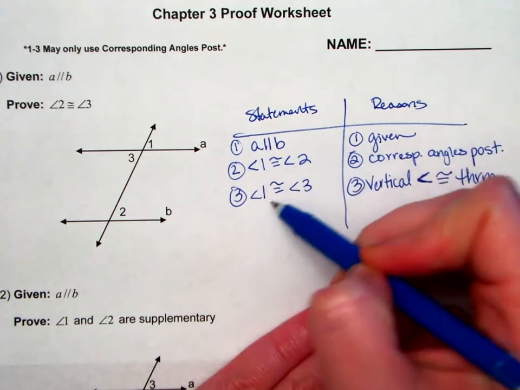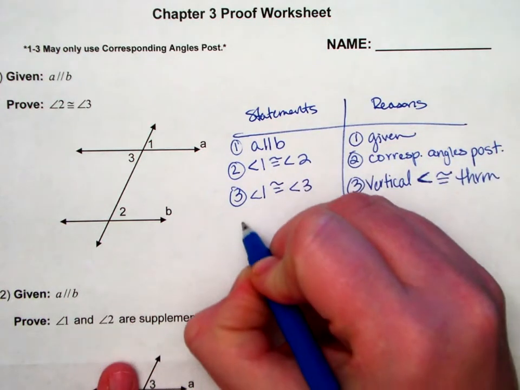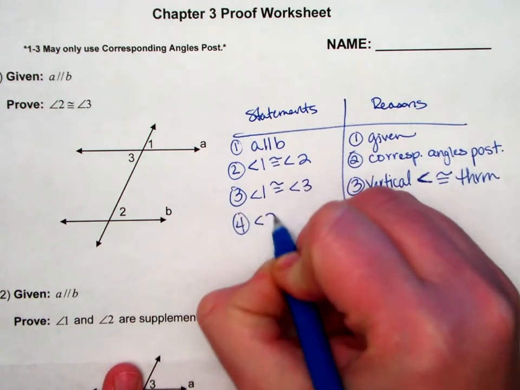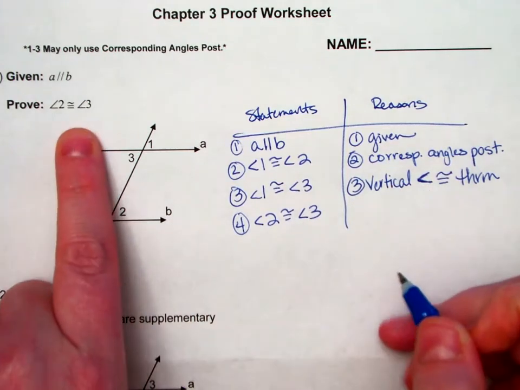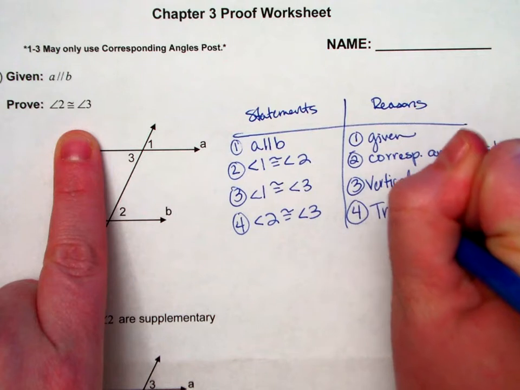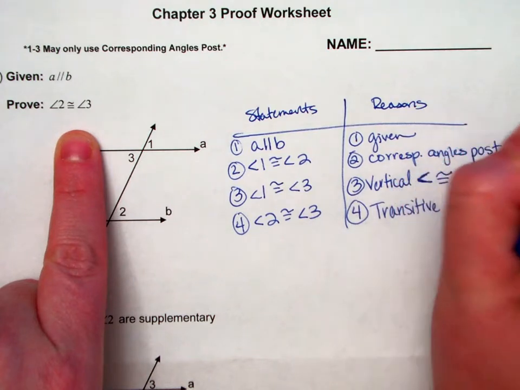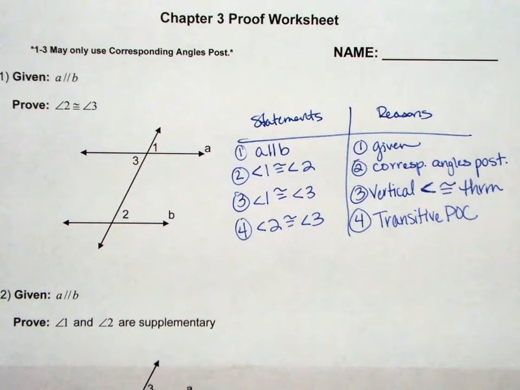Angle 1 is congruent to 2, and 1 is congruent to 3. So if I take out this middleman, angle 2 is congruent to angle 3, which is what I need to prove. And the property that I used to do that was the transitive property of congruence. So that's our first proof. We just proved the alternate interior angles theorem.